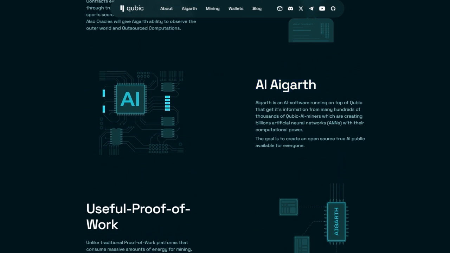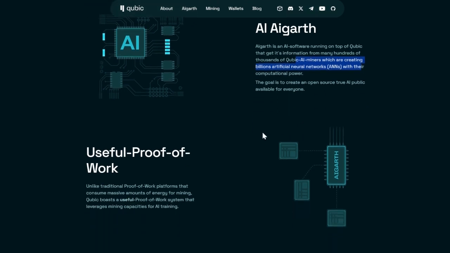And then again, we're talking about AI and AGART. AGART is an AI software running on top of Qubic that gets this information from many hundreds of thousands of Qubic AI miners, which are creating billions of artificial neural networks with their computational power. And the goal is to create an open source, true AI publicly available for everyone. And again, we're talking about that philanthropistic, can't even pronounce that word correctly.